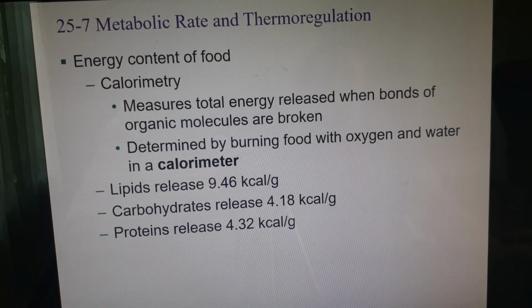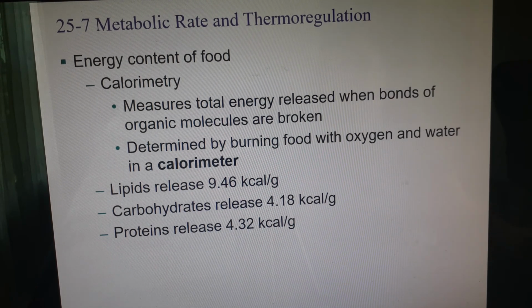So we can figure this out by actually using a device called a calorimeter. And by using a calorimeter, they've come up with these calculations that per gram of lipid, we get 9.46 kilocalories. Per gram of carb, we get 4.18 kilocalories. And per gram of protein, we get 4.32. So about 4 kilocalories per gram for carbs and protein. And lipids are much richer. We get about twice that, 9.5 kilocalories per gram.